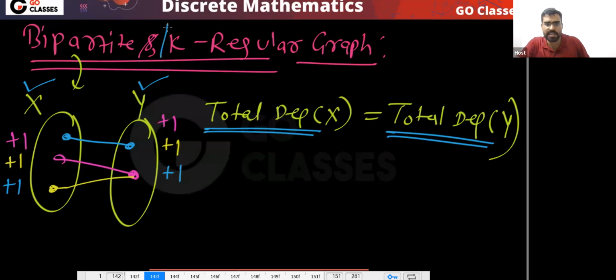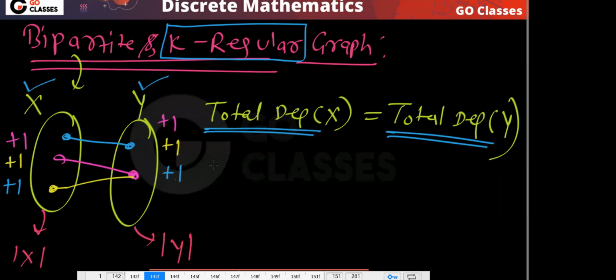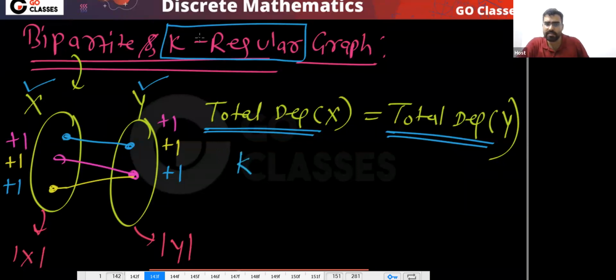Now, this is bipartite, but this is also k-regular. So every vertex has degree k, yes or no? How many vertices do you have here? That is the cardinality of X. How many vertices do you have here? That is the cardinality of Y. So tell me, what is the total degree of part X? k into mod X, because every vertex has degree k.